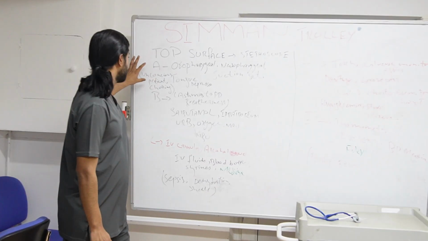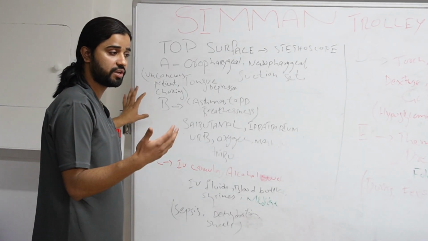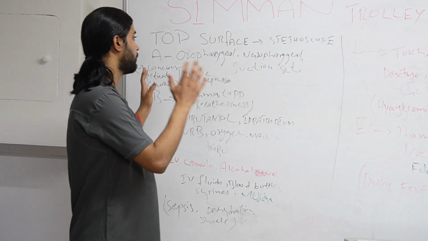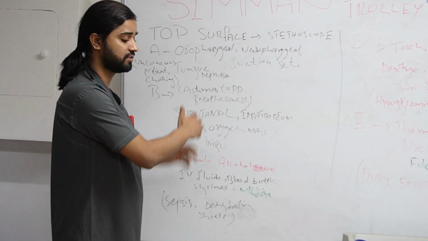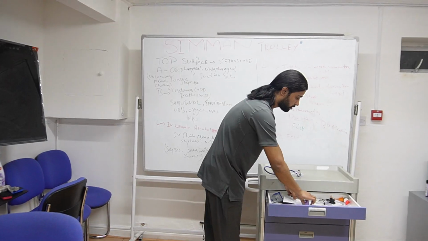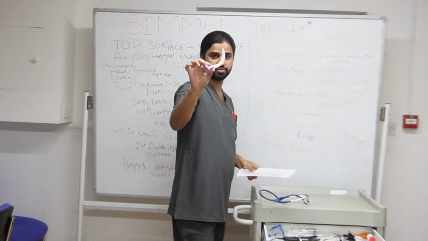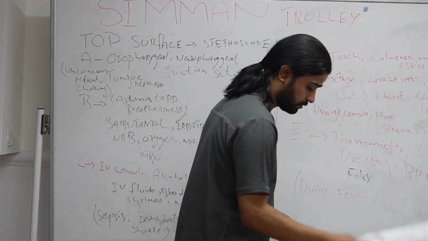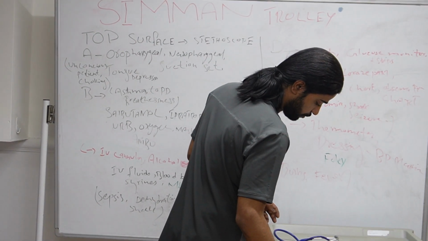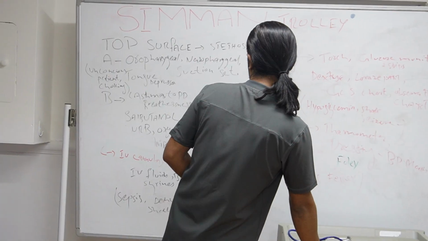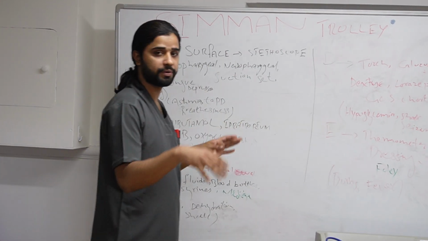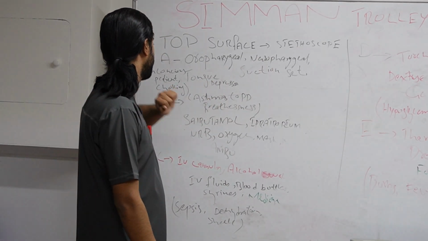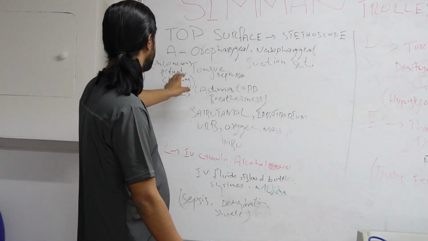So if you have an unconscious patient, or a patient who is choking, definitely you are more concerned about the airway of that patient. So you will be opening the topmost trolley for oropharyngeal airway, nasopharyngeal airway. This is how an oropharyngeal airway looks like. Right? This is an oropharyngeal airway. Then you can get the suction set in the top row as well. Alright. So doctors, airway, open the topmost row: oropharyngeal airway, nasopharyngeal airway, suction set or tongue depressor, for a patient who is unconscious or choking.